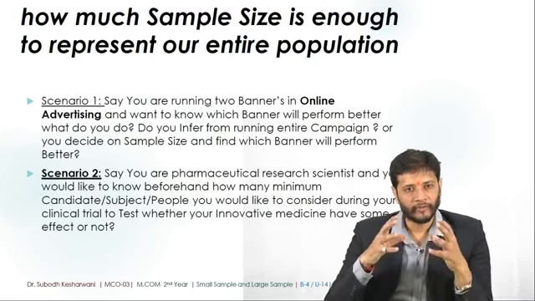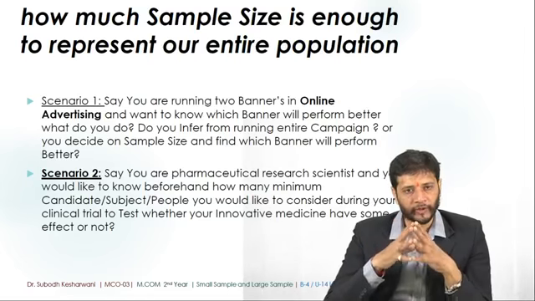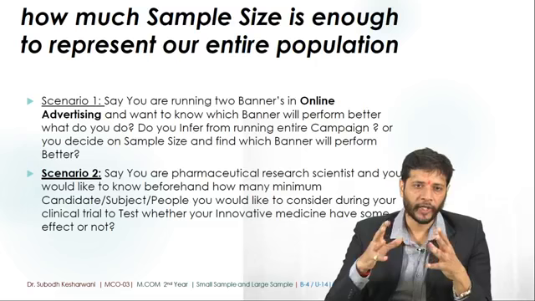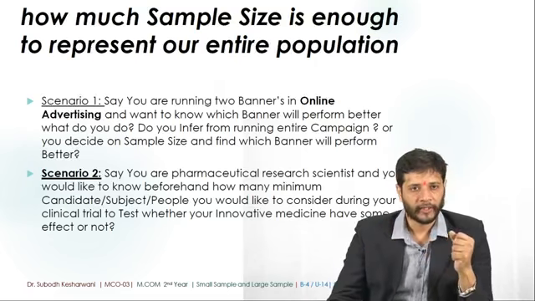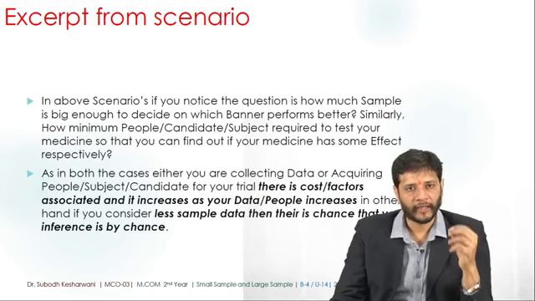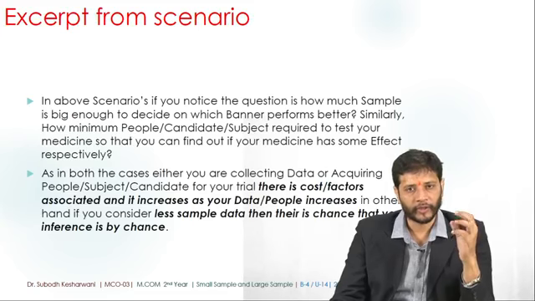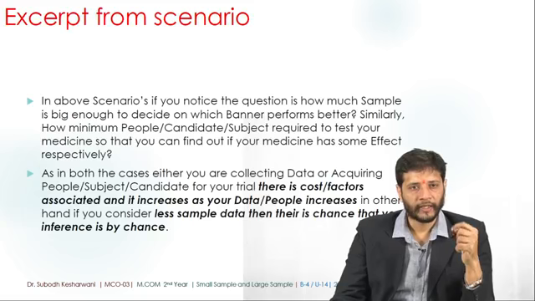One piece of research could become redundant for one jurisdiction, while other research is quite useful, or becomes a hot cake, when you apply it in particular circumstances. So there are certain excerpts from the scenario. If we talk about scenario 1, you notice the question is how big a sample is big enough to decide which banner performs better, and similarly the minimum number of candidates required to test your medicine so that you can find out if it has some effect.